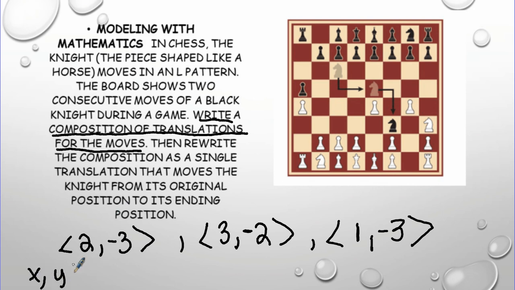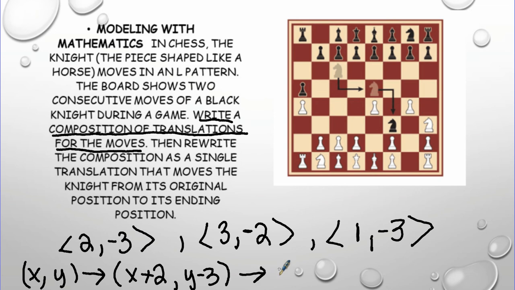It says write a composition. So here we go with our compositions. We're going to map this. We're going to take the X, add 2 to it, take the Y, minus 3. That's what that tells me to do. Then it says to map that to, we're going to take the X plus 2 and add 3 to it. So we get X plus 5. And then we're going to take the Y minus 3, subtract 2 from it, and we get Y minus 5.